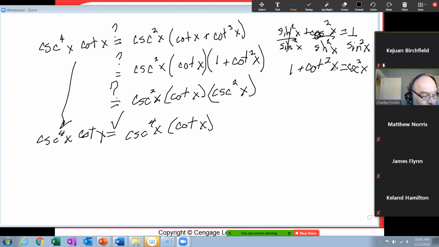Perfect. That's number 4. Number 5, the cosine of pi halves minus u, in other words, the cosine of the complement of u, would be the sine u. Perfect. Number 6, 1 plus blank is cosecant squared u. There it is, right there. Cotangent. 1 plus cotangent squared u.